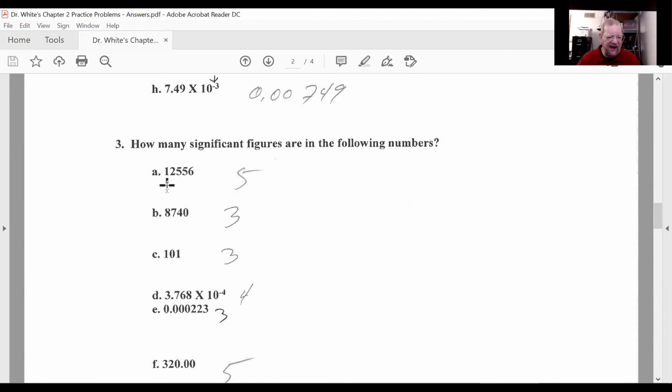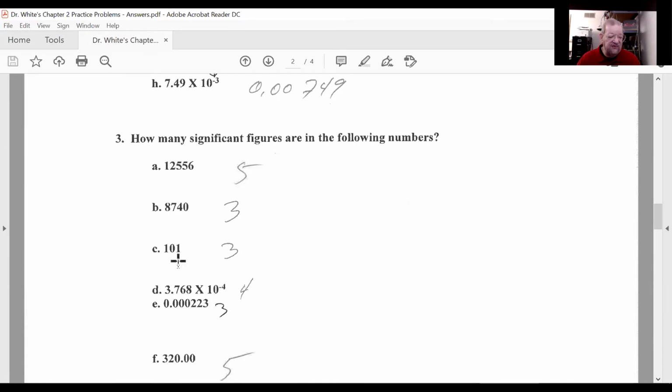So if we look at A, well, they're all non-zero. So there's 1, 2, 3, 4, 5 significant figures. If we look at B, oh, zero at the end, but no decimal. So that's not significant. All non-zero numbers are 1, 2, 3. If we look at C, we have a zero, but it's in between two non-zero numbers. So all these are significant, 1, 2, 3.